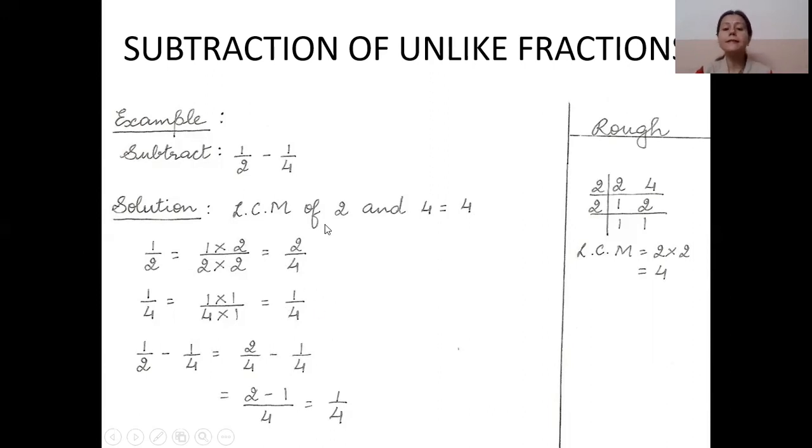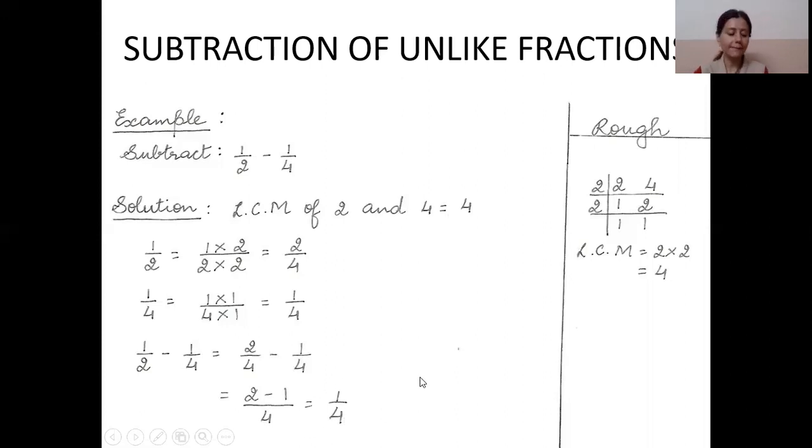Now you can see these are your like fractions, 2 upon 4 and 1 upon 4. So now you can do the subtraction. You know now how to subtract like fractions. We'll subtract only the numerators. The denominator will remain the same, that is 4. 2 minus 1 will be 1. The denominator will remain the same, that is 4. So 1 upon 2 minus 1 upon 4 is equal to 1 upon 4. Okay, your answer is 1 upon 4.